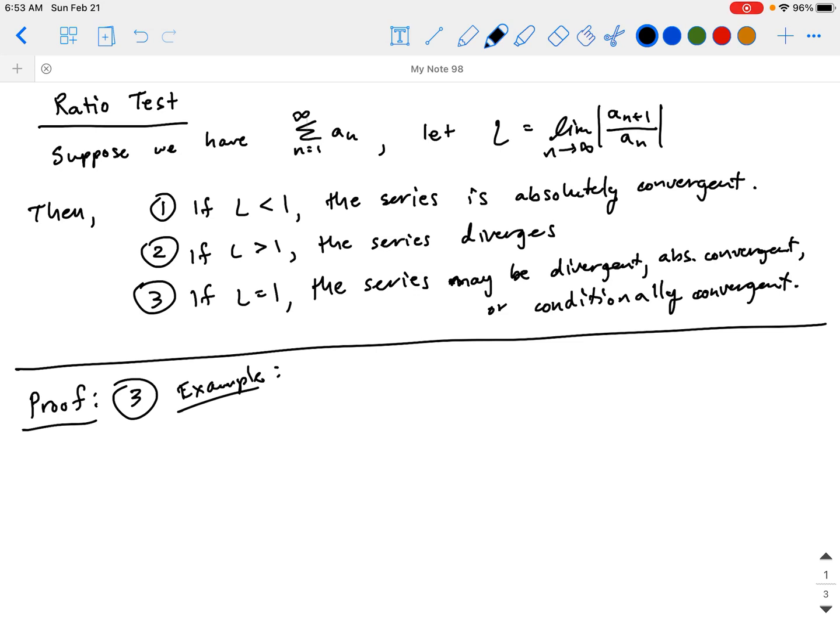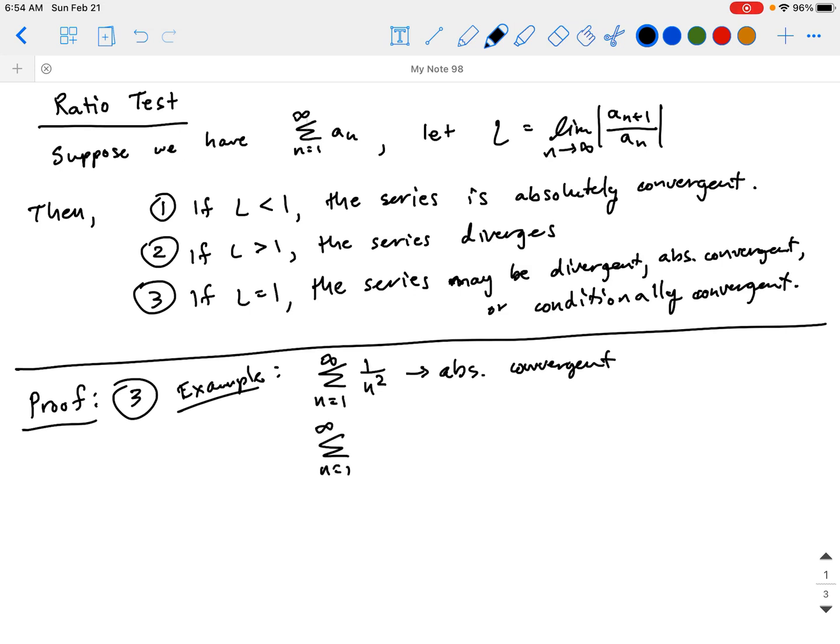So the first one is going to be a P series, and we could take any P series we want, but 1 over n squared is probably the easiest one, and this is going to be absolutely convergent. But if we do the ratio test, we end up with a value of 1 for L. And note the P series test we can prove using the integral test. So that is going to be absolutely convergent.